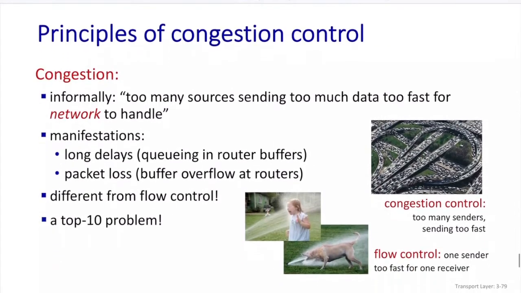Okay, so the next topic is a little bit different. It's called congestion control. Don't mix it up with flow control. Flow control, we said, is a mechanism handled by the receiver, right? So the receiver will advertise the receiving window to the sender, so the sender will not overwhelm the receiver.